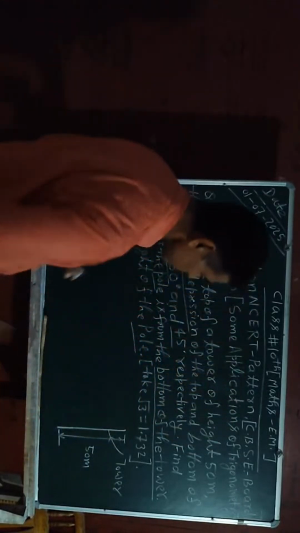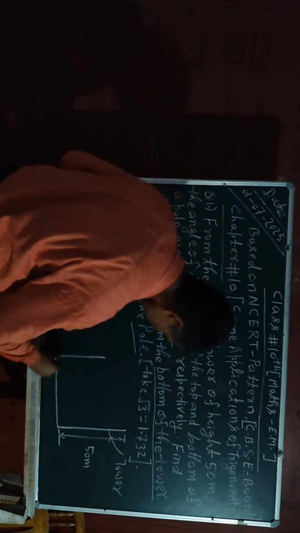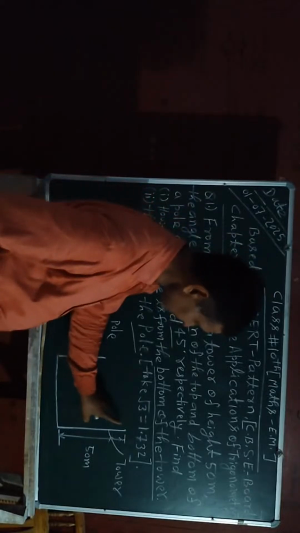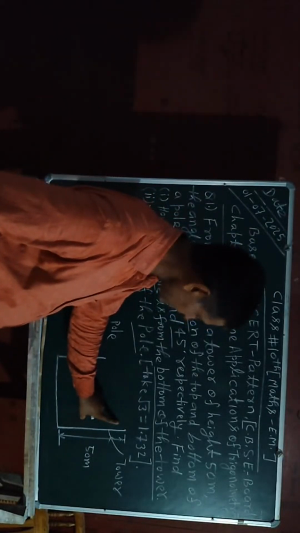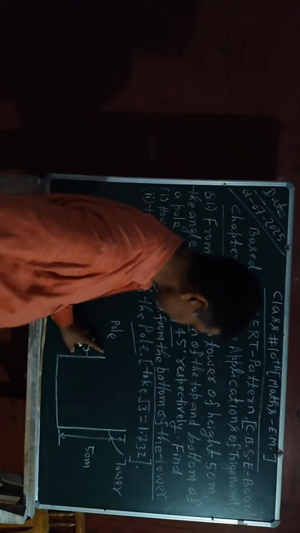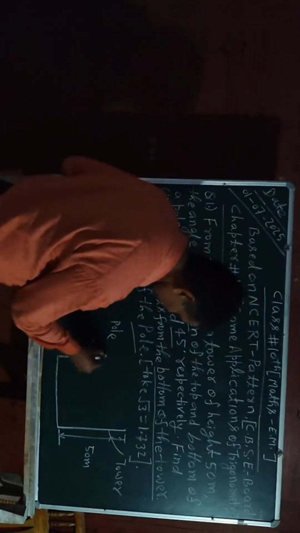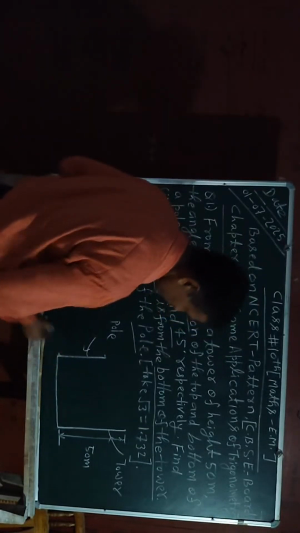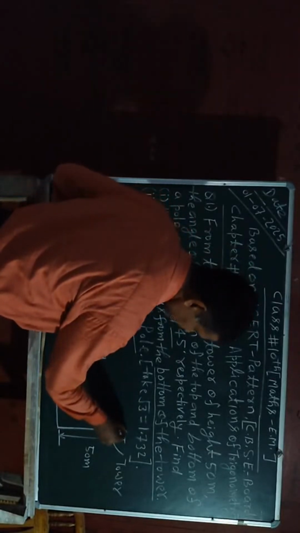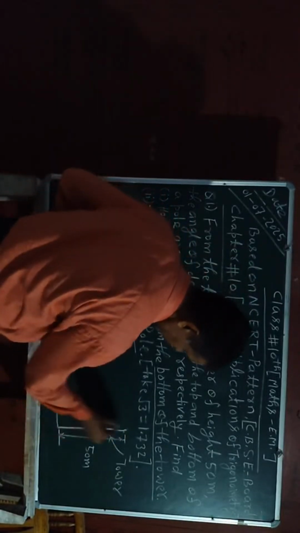Now one pole is available. So one pole I am drawing here. Okay, so this is the pole. This is the height of the tower, and this is the height of the pole. Now this is the top of the pole, and this is the bottom of the pole. This is the top of the tower, and this is the bottom of the tower.